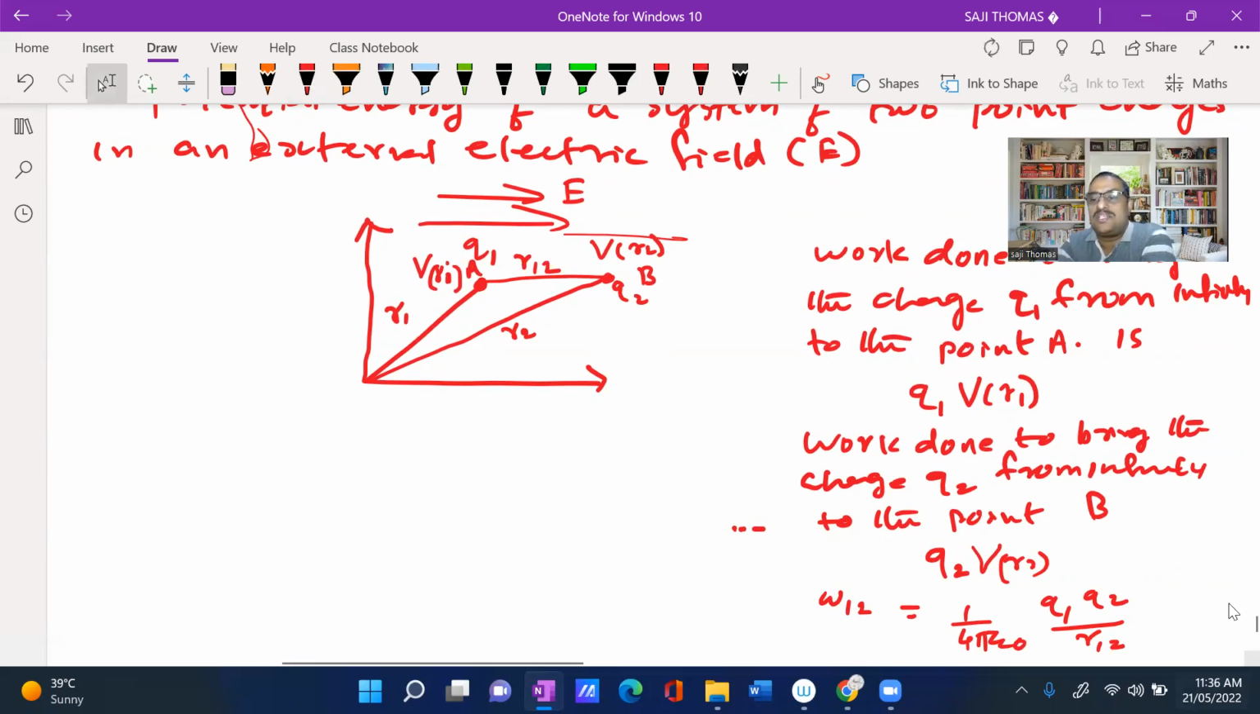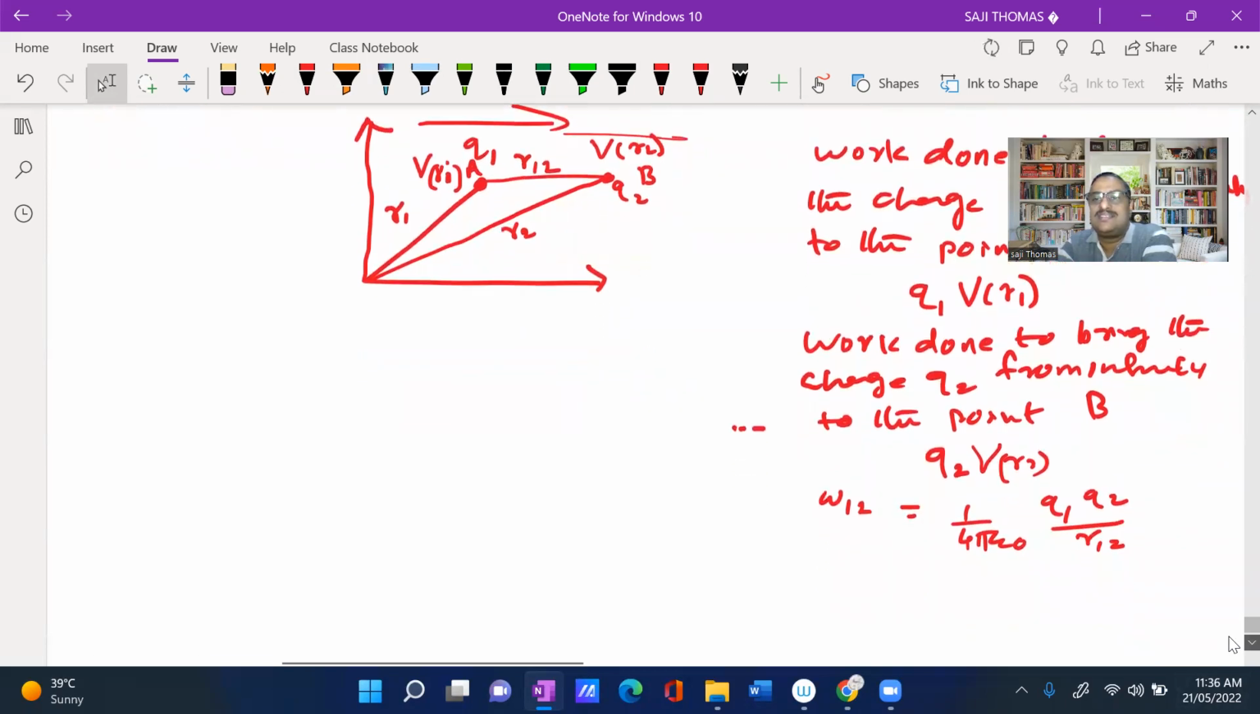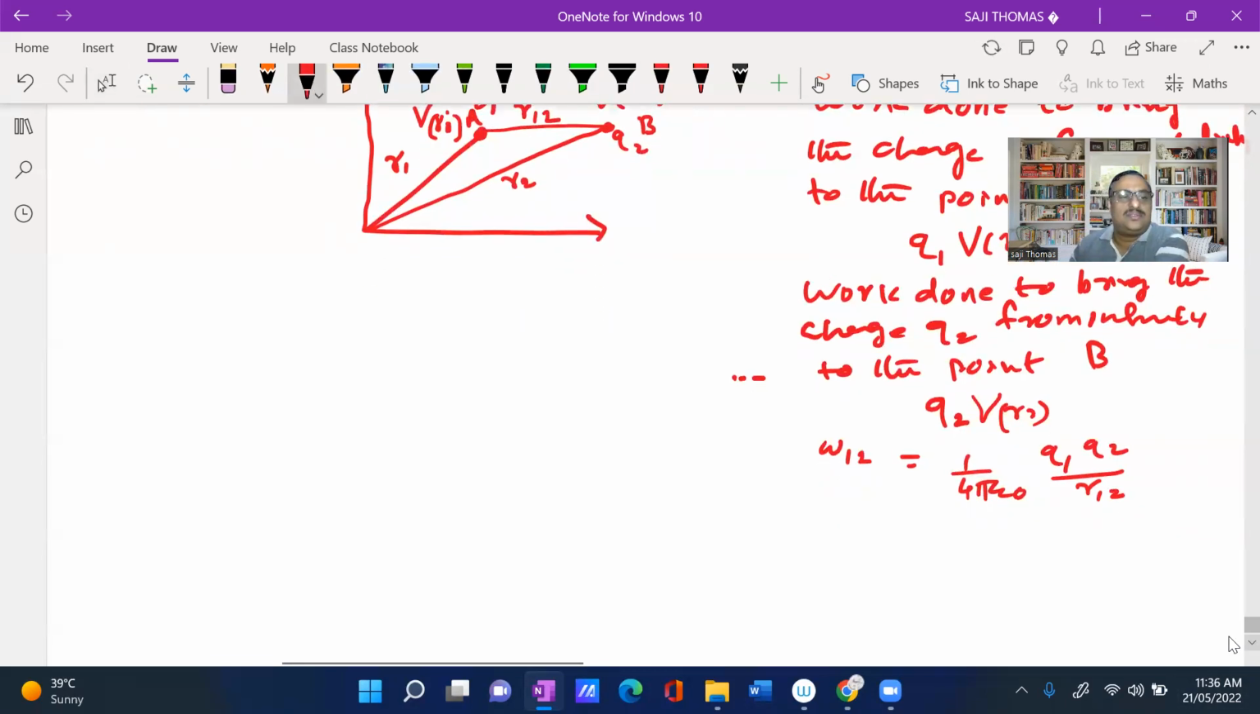Now, the total potential energy of the system is obtained by adding these three terms. Therefore, the potential energy of the system of charges.